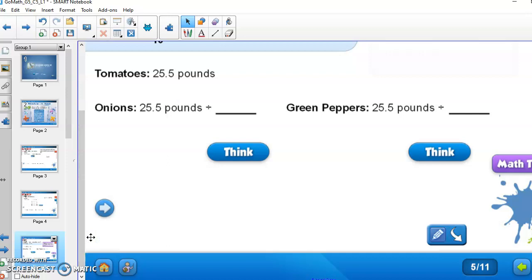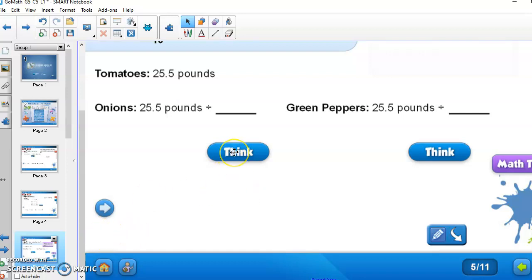Top of page 292 says Liang used 25.5 pounds of tomatoes to make a large batch of salsa. Yummy. He used 1/10 as many pounds of onions as pounds of tomatoes. So think, I know how many pounds of tomatoes he used. He used 1/10 the amount of onions as he did tomatoes. He used 1/100th as many pounds of green peppers as pounds of tomatoes. How much of each ingredient did Liang use?